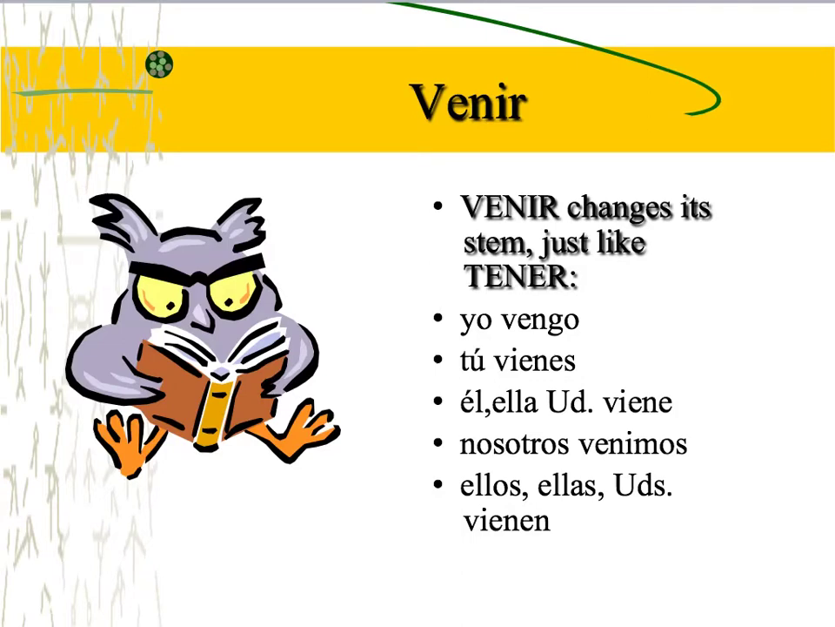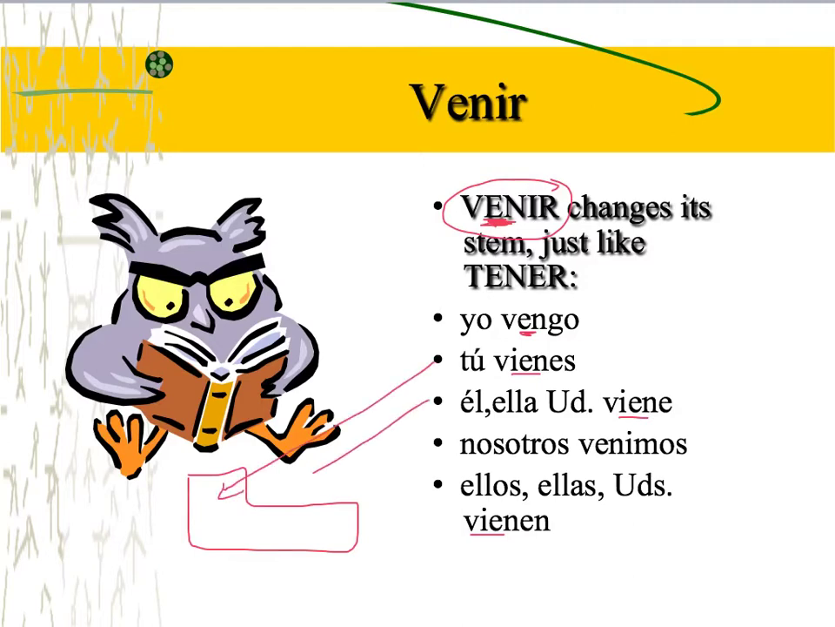Okay, so venir works just like tener, okay? It's an E to IE stem changing verb, so this E in the root up here is going to become IE in the other forms, okay? So it fits in the boot except for the yo form, which is outside the boot, and the nosotros form, because it's a strange verb. Okay, so yo vengo, tú vienes, él, ella viene, nosotros venimos, ellos, ellas, ustedes vienen. Okay, so those fit in the boot, the ones with the arrows.